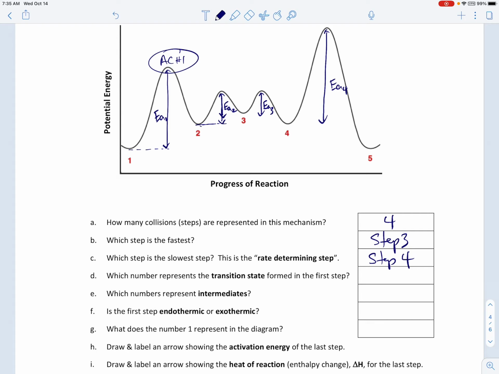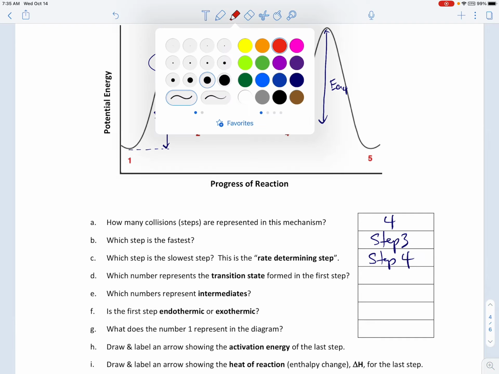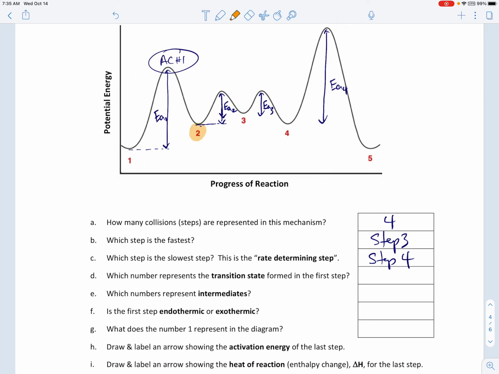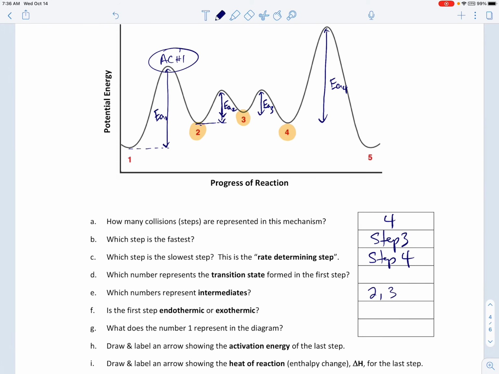Which numbers represent intermediates? Well, the intermediates are the products of one step that become reactants in a later step. So in this mechanism, number 2, whatever's formed at that point was the product of step 1. It's on the other side of the hill for step 1, but it's at the beginning of the hill for step 2, so those are intermediates. Number 3 as well is the product of step 2, but it's the start of step 3, so that would also be an intermediate, and number 4 likewise. So numbers 2, 3, and 4.